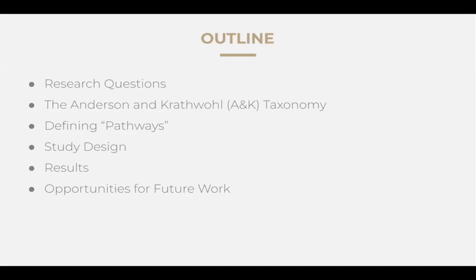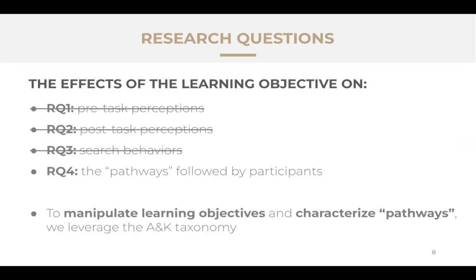I'm going to be introducing the Anderson and Krathwohl taxonomy, which is something we've used to both manipulate search tasks as well as characterizing pathways. Then I'll define what a pathway is, and then finally I'll describe the study, give you some results and opportunity for future work. In the interest of time, I'm going to basically only focus on the fourth research question, which was looking at the types of pathways that people followed towards the objective that they were asked to pursue. And again, I'm going to introduce that.